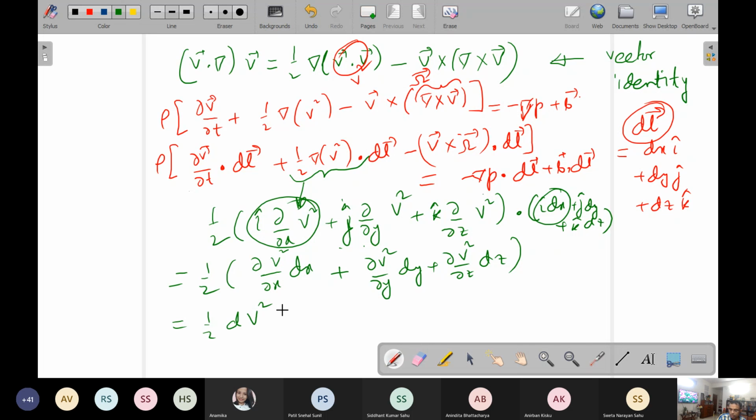So by the rule of the total derivative, d of v square is its partial component with respect to x, partial component with respect to y, and partial component with respect to z. Similarly, the pressure gradient term. So let us clean this space up and just call it half dv square.